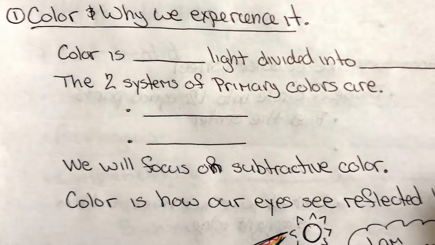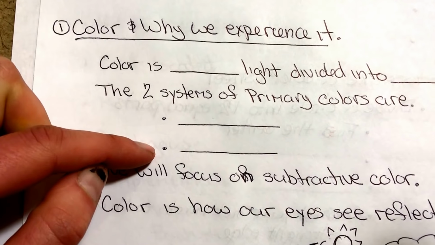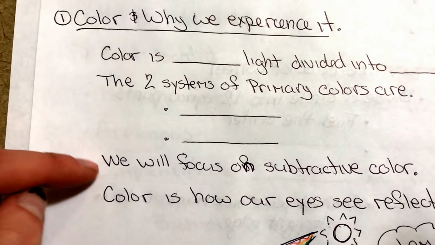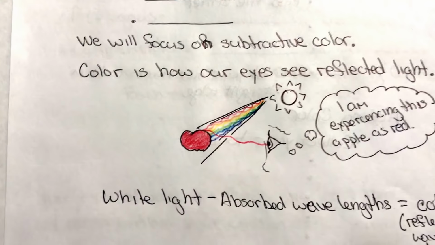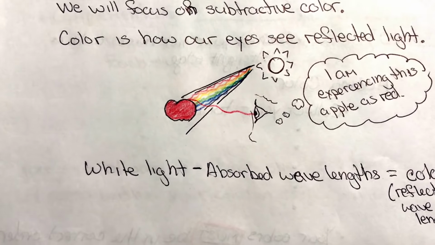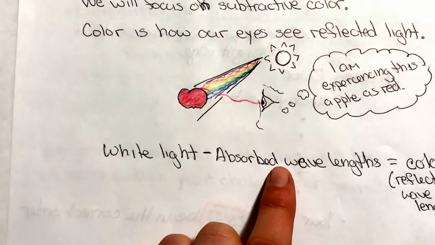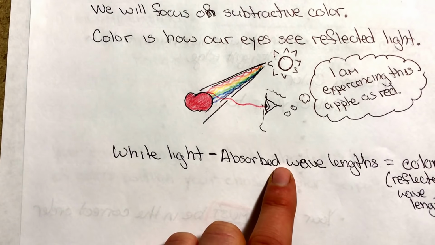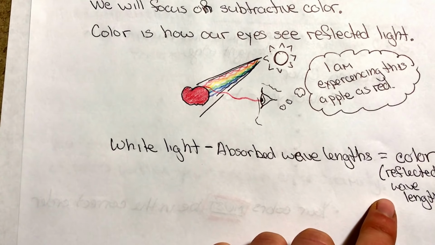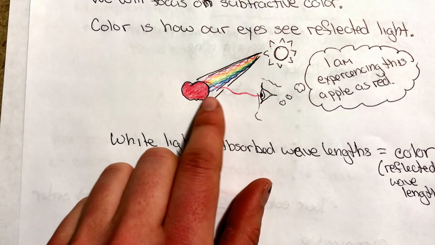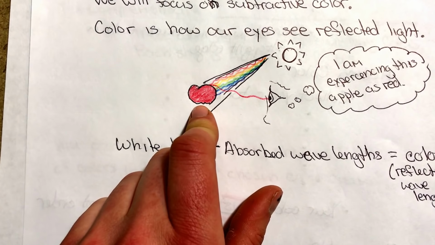There are two systems of primary colors. One is additive and the other is subtractive. We are going to focus on subtractive color. Color is how we see reflected light. We call it subtractive color because the light that is absorbed by an object we do not see. What's left is color that's reflected by the object. This is the color that we see. We see the wavelengths that are left over after the object absorbs all other wavelengths.